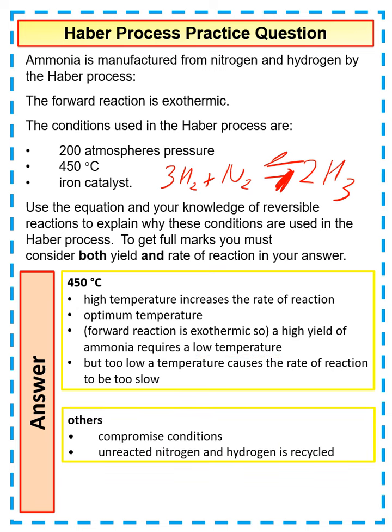Finally, you can talk about all these things being compromise conditions. So we compromise at 200 atmospheres, we compromise on a temperature of 450 degrees, and the fact that any unreacted nitrogen and hydrogen are recycled back into the process so they are not wasted. So that's just a few key things that we need to think about when answering questions on the Haber process.